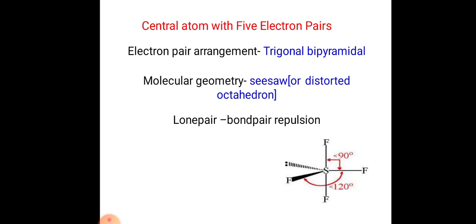Now you have the central atom with 5 electron pairs. Whenever you have 5 electron pairs, the arrangement of the electron pairs must be trigonal bipyramid, out of which one is a lone pair. That lone pair is placed in an equatorial position. If the lone pair is placed in the equatorial position, then the resultant geometry is called seesaw. Seesaw is the name of the resultant geometry.